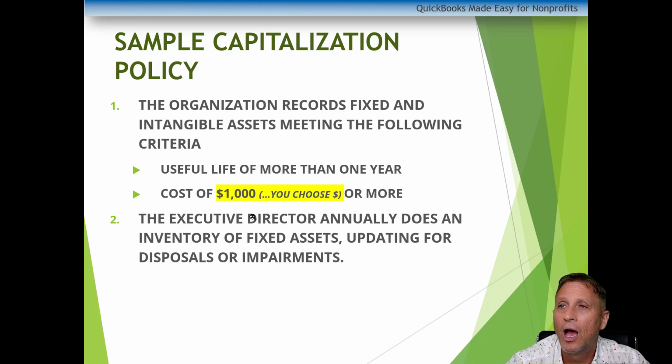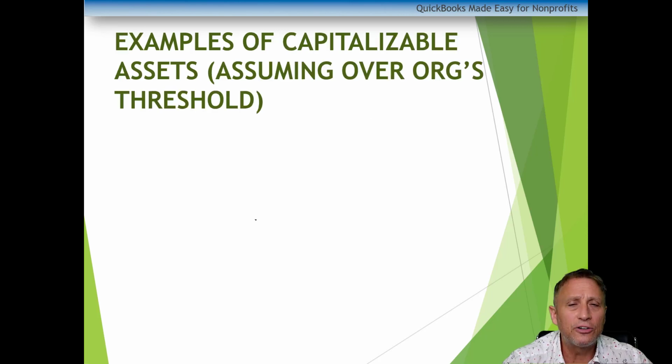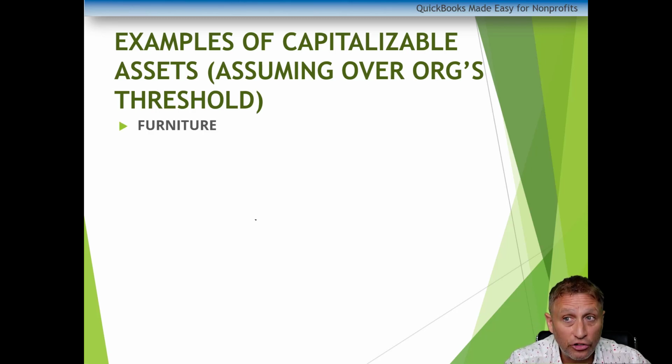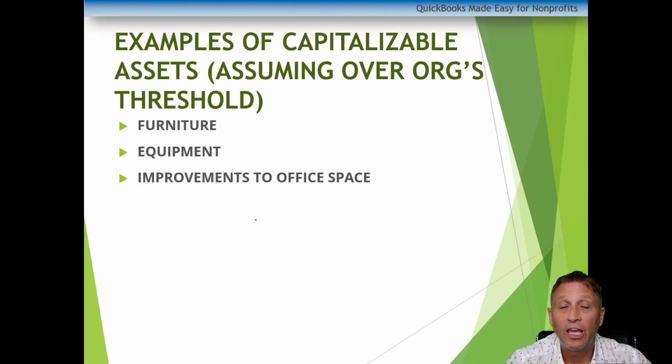But anyway, here are some examples of what would be a capitalized asset, assuming that it's over the organization's threshold and then it benefits them for more than a year. Furniture, equipment, improvements to an office space. I'm not talking repairs, I'm talking something that extends the life.